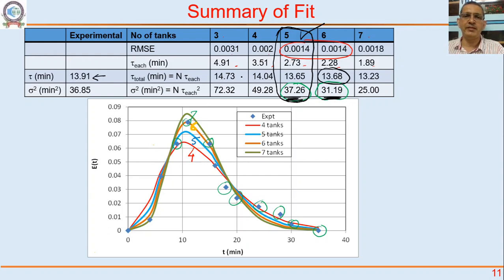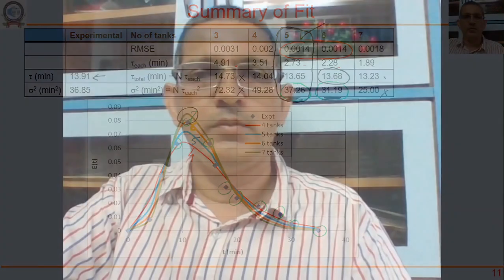Whereas 3 tanks in series, residence time also is bad. This is also bad. 7 tanks, this is okay. This is not okay. You see, prediction is okay here, but prediction is very high here for 7 tanks. So this is how we would fit a tanks in series model. So that takes care of the first category. First category is well mixed tanks in series.